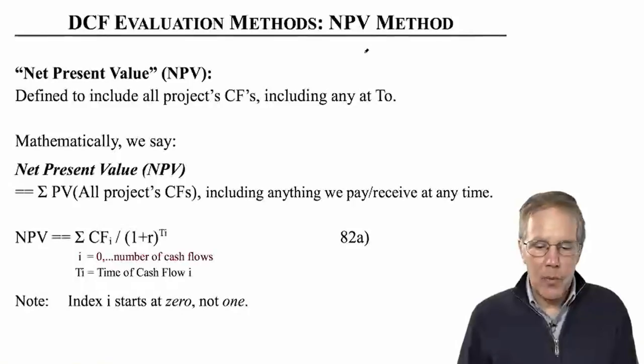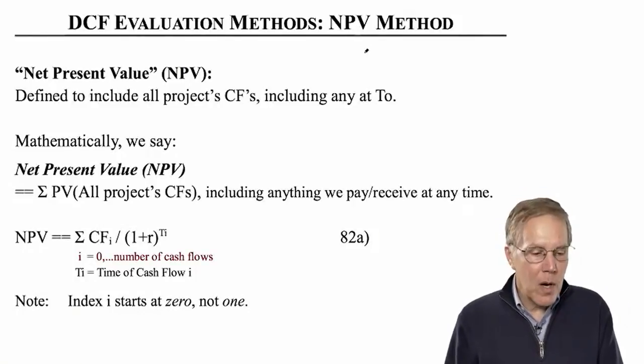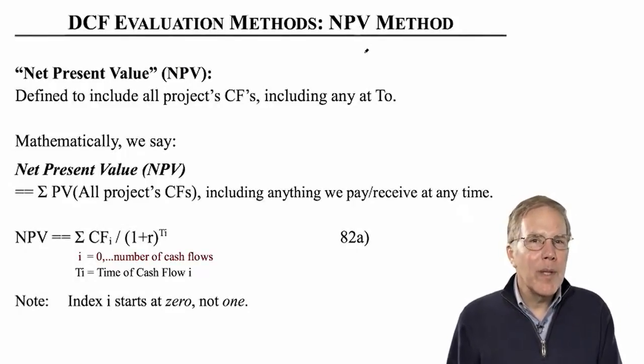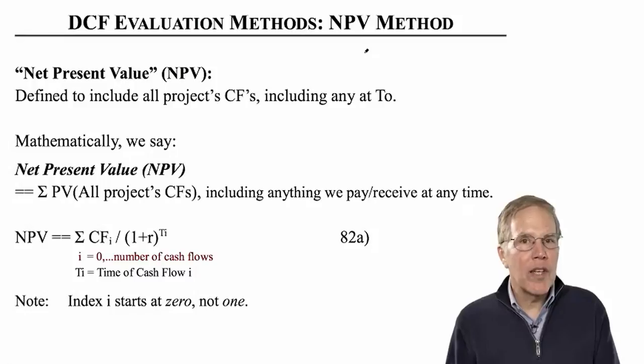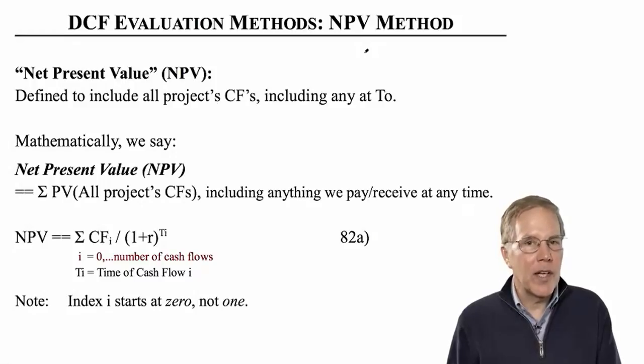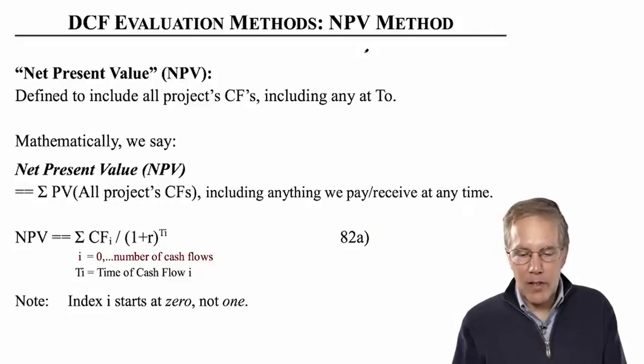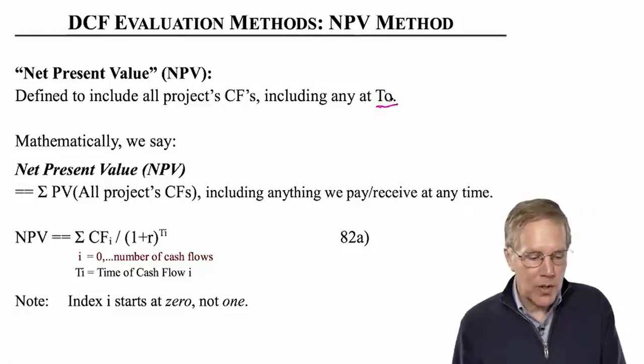So let's start off with the net present value method. First of all, what do we mean by net present value? Net present value is simply all of a project's cash flows for one player, inflows and outflows, as normalized back to t equals 0 or t0.